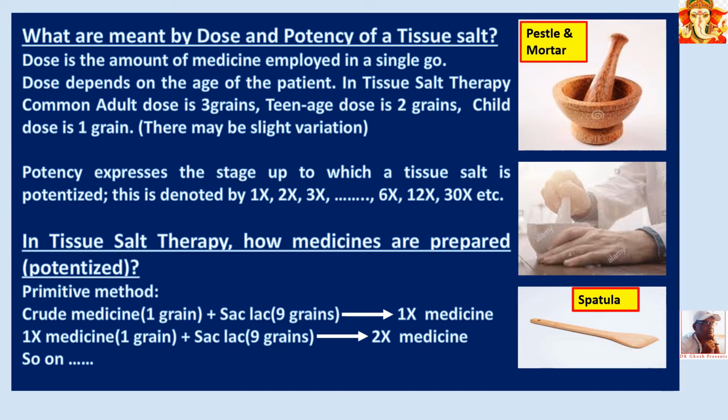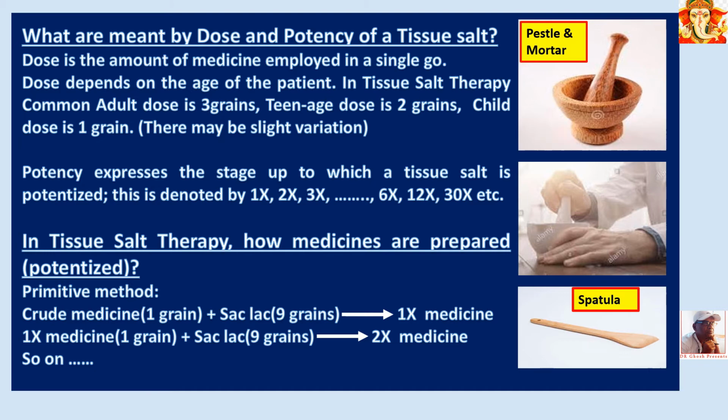What are meant by dose and potency of a tissue salt? Dose is the amount of medicine employed in a single go. There is another definition: dose is the minimum amount of medicine which can bring a perceptible change in the health of the patient. Dose depends on the age of the patient. In tissue salt therapy, the common adult dose is 3 grain, teenage dose is 2 grain, child dose is 1 grain. There may be variation, that is, someone practices 4, 2, 1, someone 5, 3, 2, etc. The principle is the less the better. In case of medicine, the less the better.